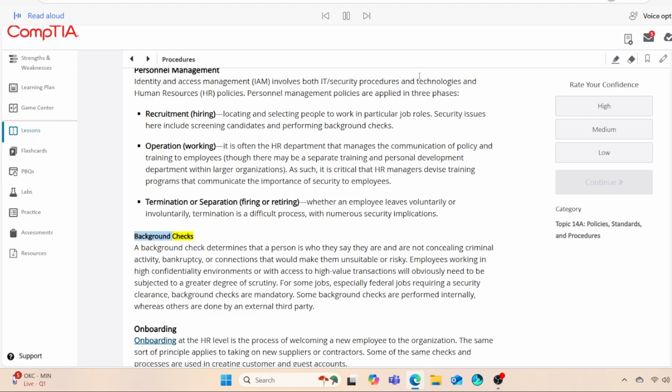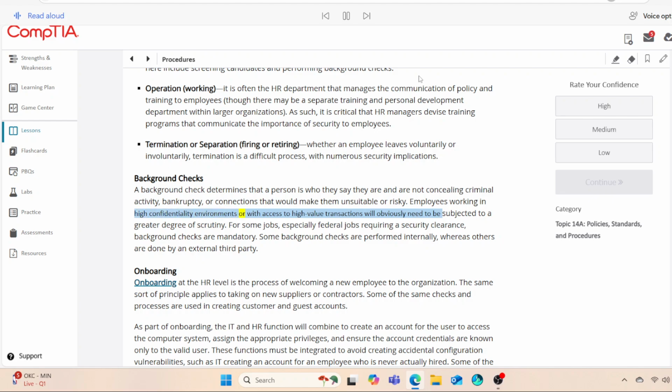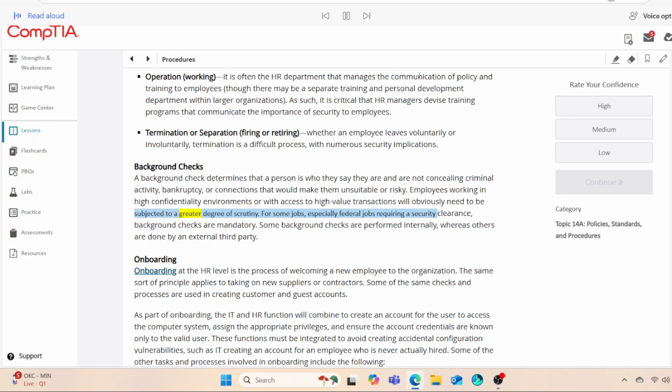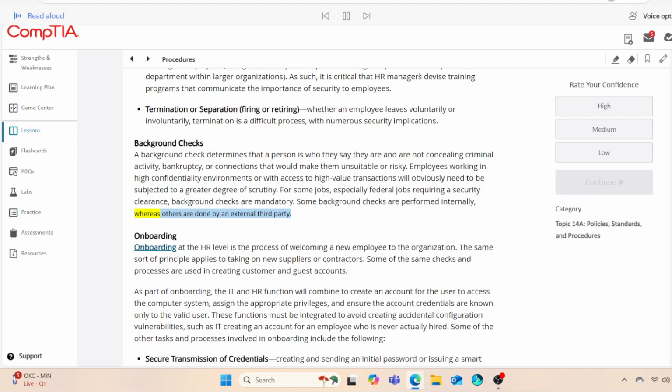Background checks. A background check determines that a person is who they say they are and are not concealing criminal activity, bankruptcy, or connections that would make them unsuitable or risky. Employees working in high confidentiality environments or with access to high-value transactions will obviously need to be subjected to a greater degree of scrutiny. For some jobs, especially federal jobs requiring a security clearance, background checks are mandatory. Some background checks are performed internally, whereas others are done by an external third party.